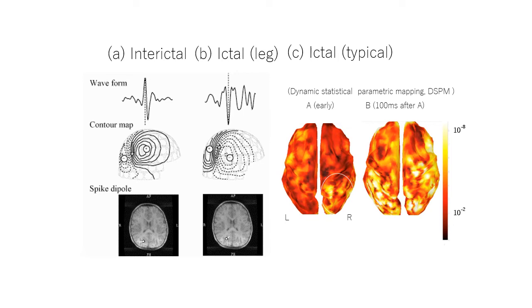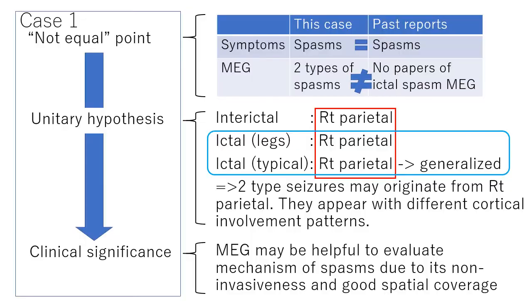Typical spasm shows early activation of right parietal. After that, activation involves whole brain. To identify not equal point, I made a table. This case was unique, as two types of spasm existed, although no paper discussed the ictal image of spasm at this point.